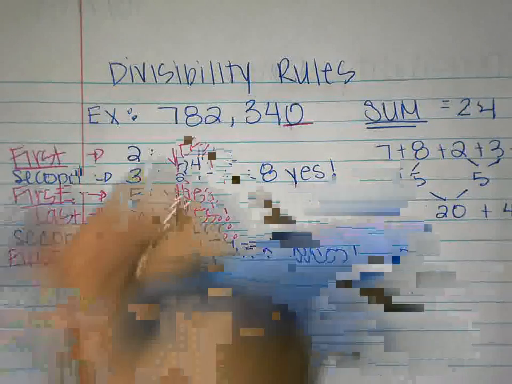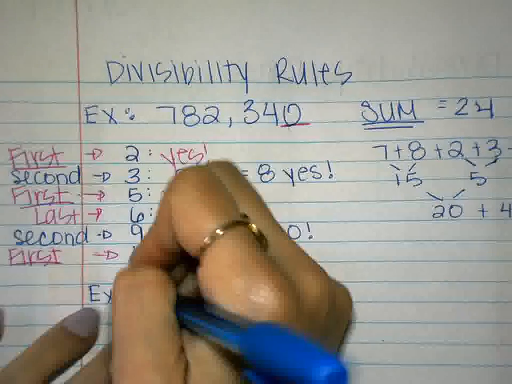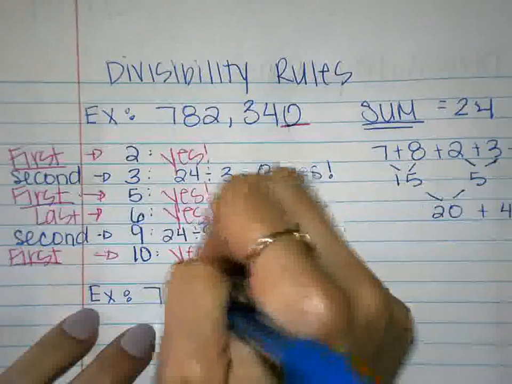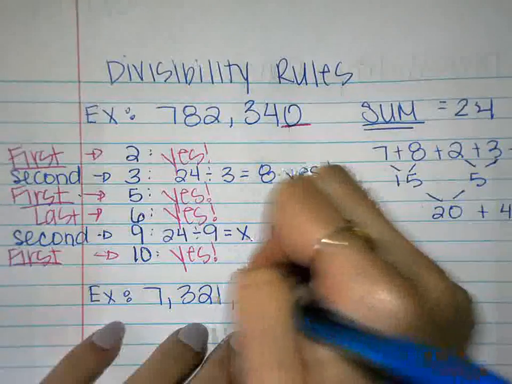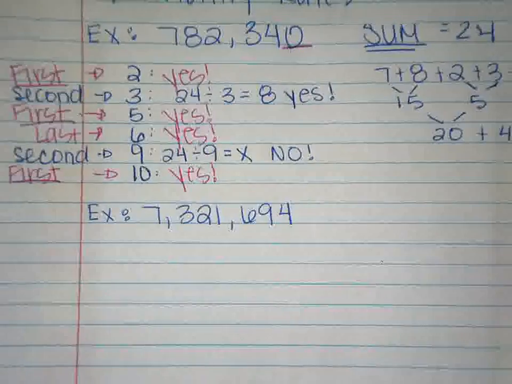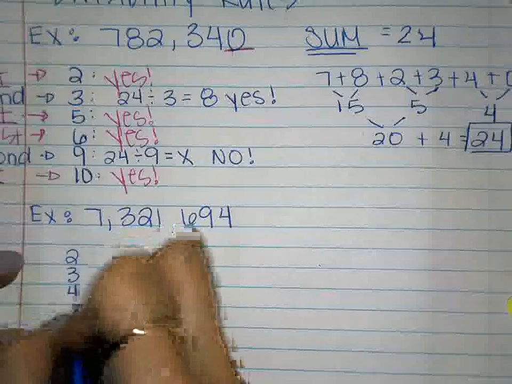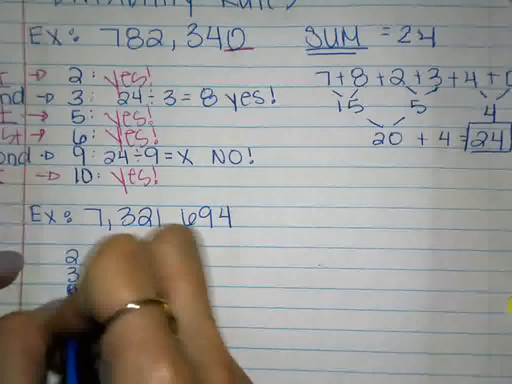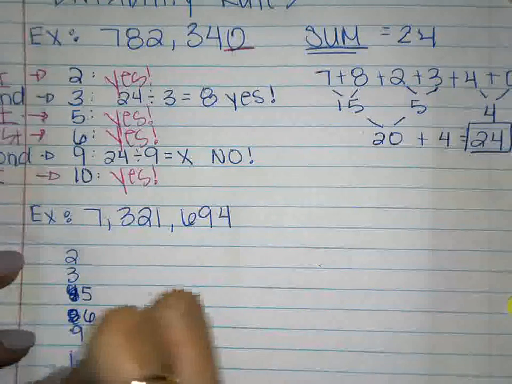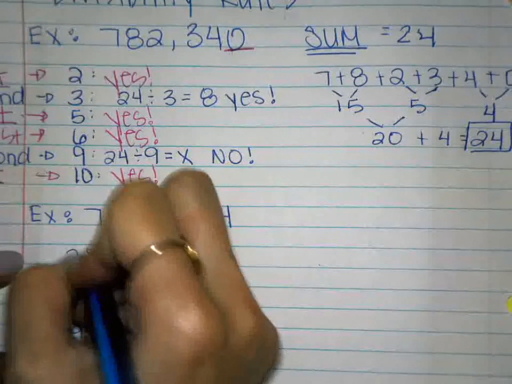So I'm going to give you one more. I want you to do one for homework, and then we will do a few in class together. So the number I want you guys to do is 7,321,694. So you need to tell me, is it divisible by 2, 3, oops, not 4, excuse me, 2, 3, 5, 6, 9, and 10. Tell me if it's divisible by each of those numbers.